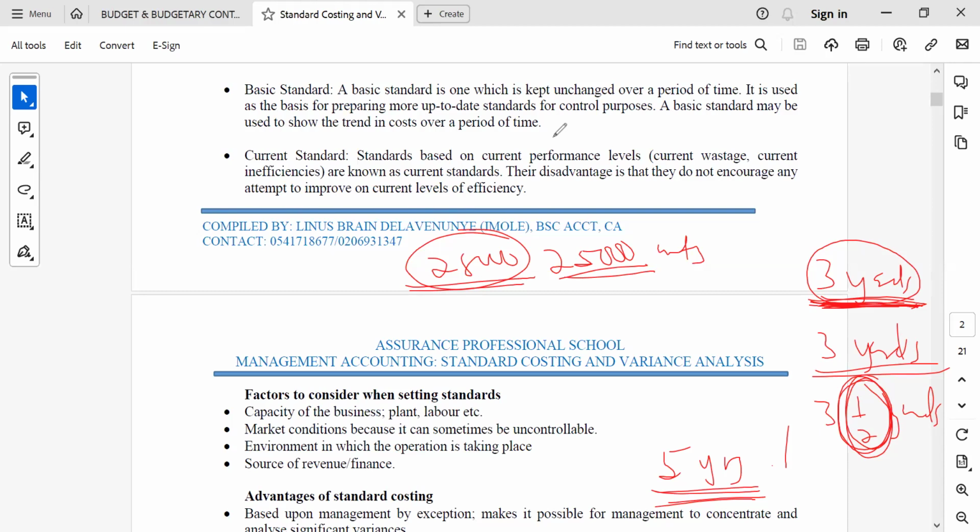The maximum capacity that I'm saying, you have a plant that can produce what? 25,000 units a year. And you are going to set a standard for the year. Can you set a standard as a production level of 28,000? No, sir. So whenever you are going to set a standard, you have to look at your what? Your capacity in terms of money. It can also be in terms of labor.